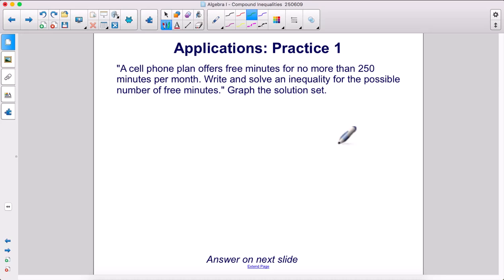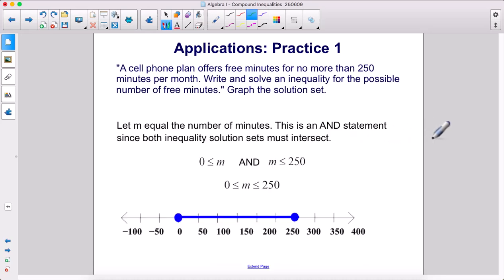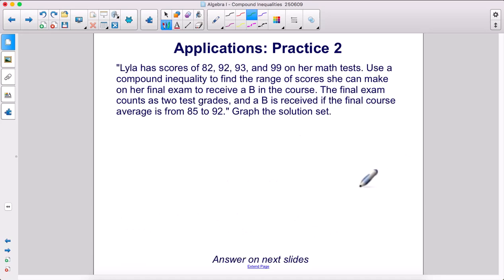A cell phone plan offers free minutes for no more than 250 minutes per month. Write and solve an inequality for the possible number of free minutes. Graph the solution set. Let m equal the number of minutes. This is an and statement since both inequality solution sets must intersect. M must be greater than or equal to 0 and less than or equal to 250. We can combine those together into one compound inequality that goes from 0 to 250, including 0 and 250.